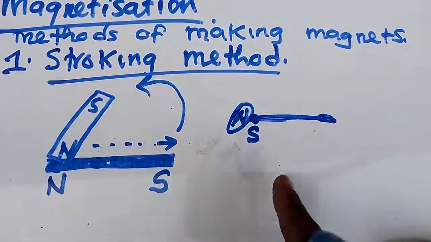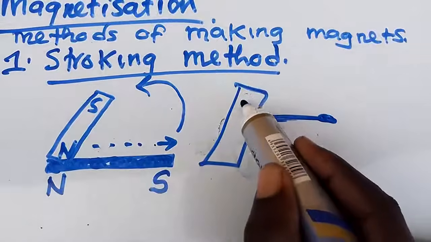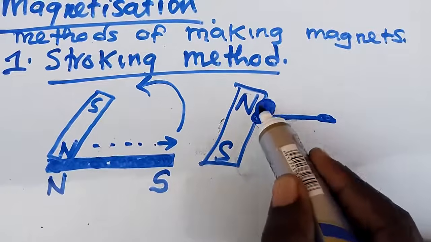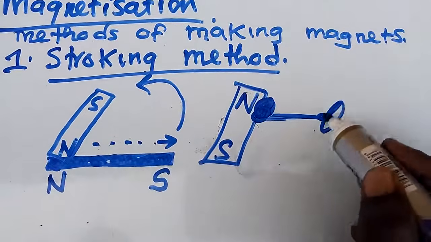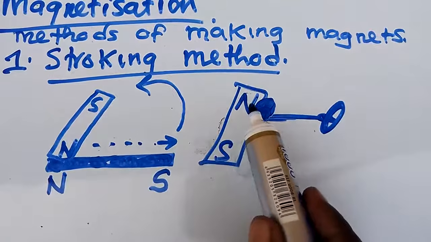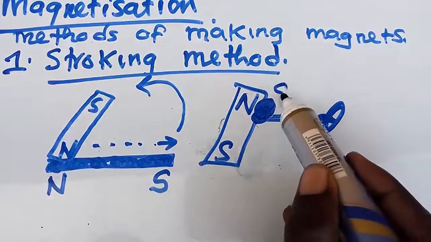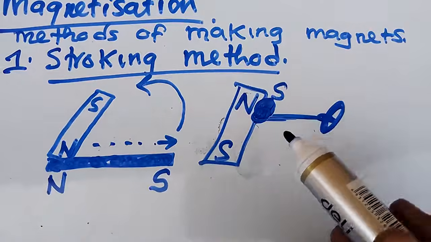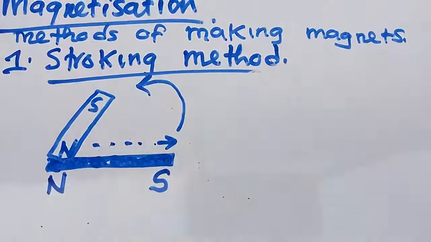It's different with the induced. Induced, I said, if we have a magnet and this is a nail, this is north and south. Where it is pressed near the north pole of a magnet, it becomes the opposite of this. It becomes the induced south pole. That is under induced magnetism. But we are not talking about that here, we are talking about the stroking method.